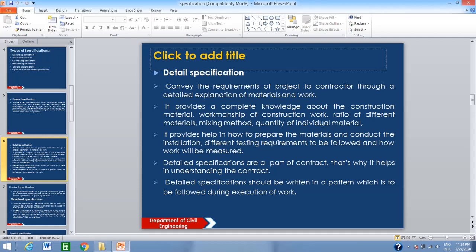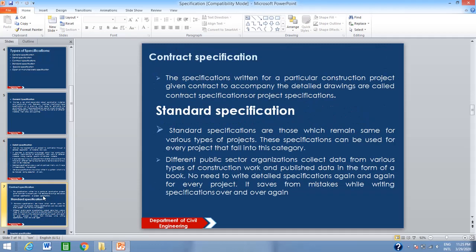So this means the general specification we are not going to give in the contract, but the detailed specification, if you are going to take a contract, and if there is a bid for the contract, then based on the detailed specification you can bid for the contract. That is why it helps in understanding the contract. Detailed specifications should be written in a pattern which is to be followed during execution of the work. So whatever the detailed specification says, we have to follow the same pattern for the execution of the work.